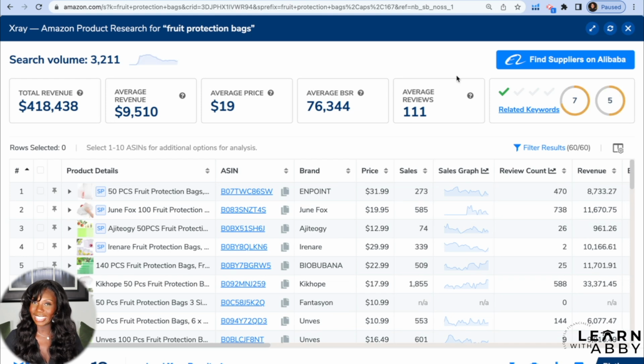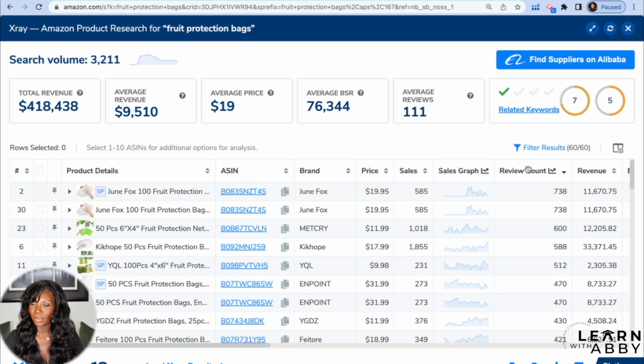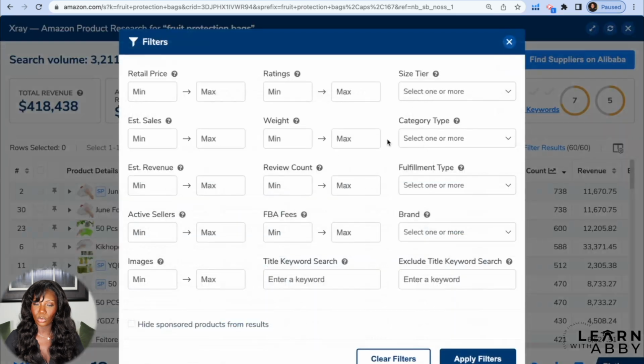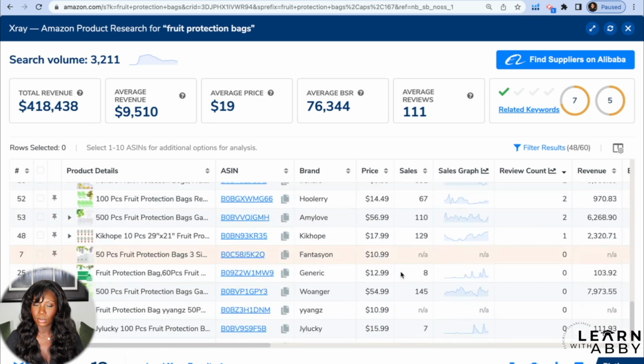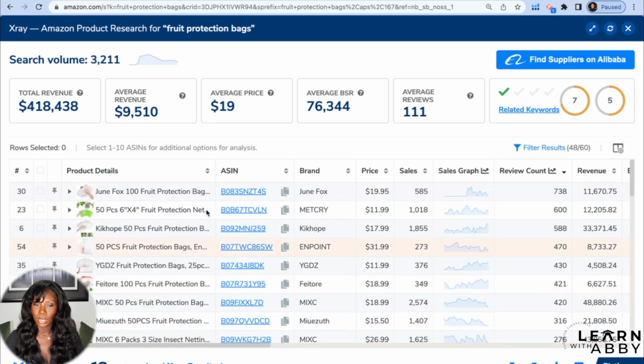Ooh, this looks kind of good. Well, this is not a bad product. The average reviews are 111. We want it to be under 200, which is a good thing for sure. Let's remove the sponsored items. And then the search volume says 3,200.